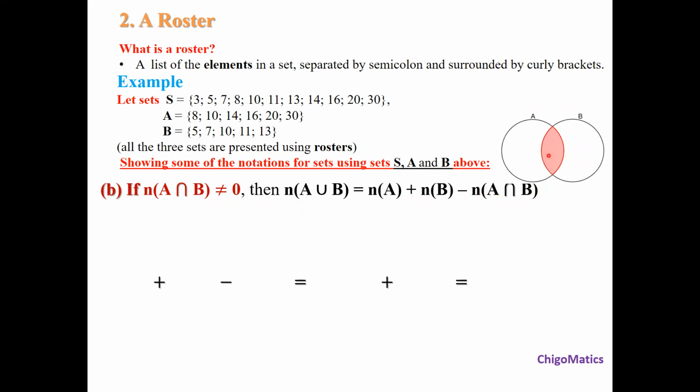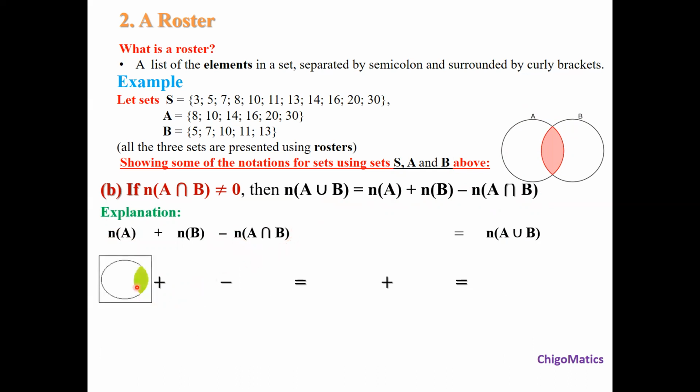Let me try to show you why it is like that, that when we add the number of elements in A and those in B, we have to subtract the number of elements of the intersection. Here is the situation. I've taken the right-hand side, the one I want to show: number of elements in A plus number of elements in B minus number of elements in the intersection. Here is my A.